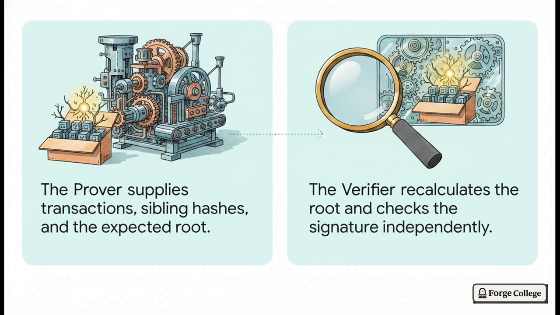This separation of duties is exactly what allows light clients to exist on a network. A light client can verify that a transaction is secure without having to download the entire, massive history of the blockchain. It's elegant, it's lightweight, and it is highly secure.